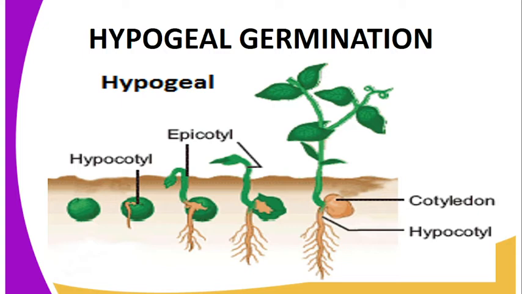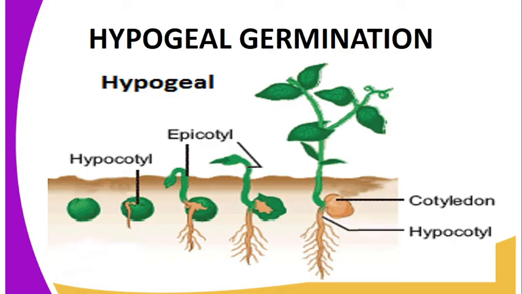The epicotyl is the region between the cotyledon and the plumule. So when the epicotyl lengthens, the cotyledon is left below the ground. You can see we have the hypocotyl and the cotyledon.